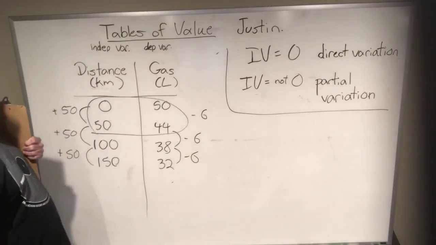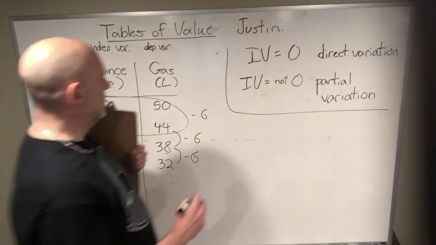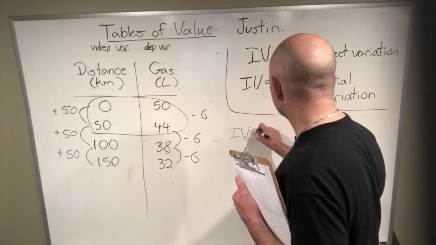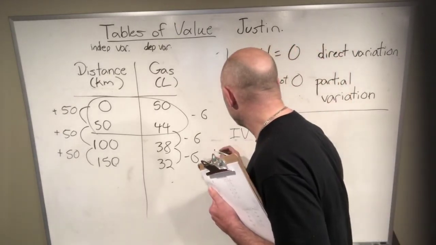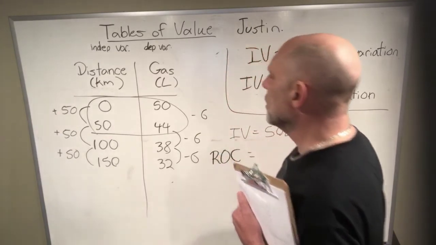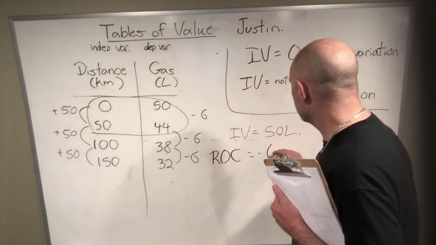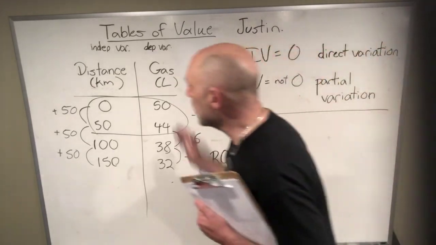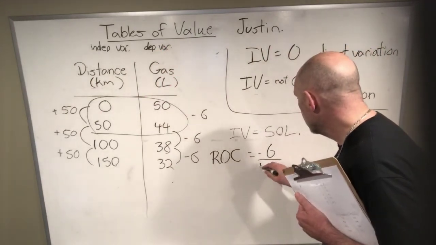What is the initial value? What do we start off with? 50 kilometers. Sorry, 50 liters of gas. IV equals 50 liters. What is the rate of change? The rate of change is negative 6, change in the y, the dependent variable, divided by the change in the independent variable, all over positive 50.